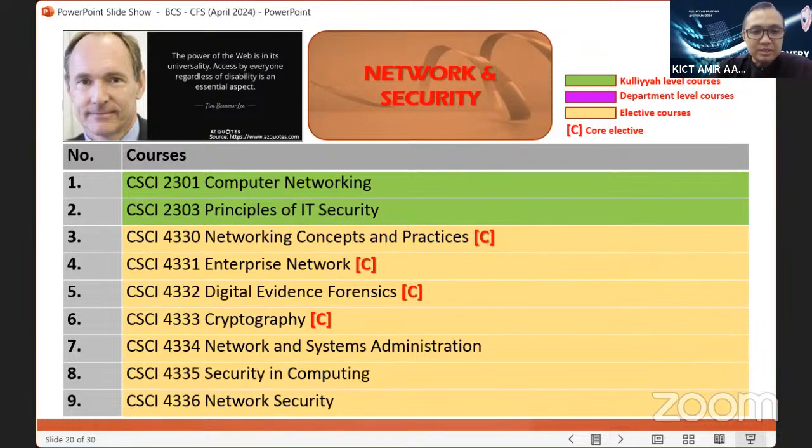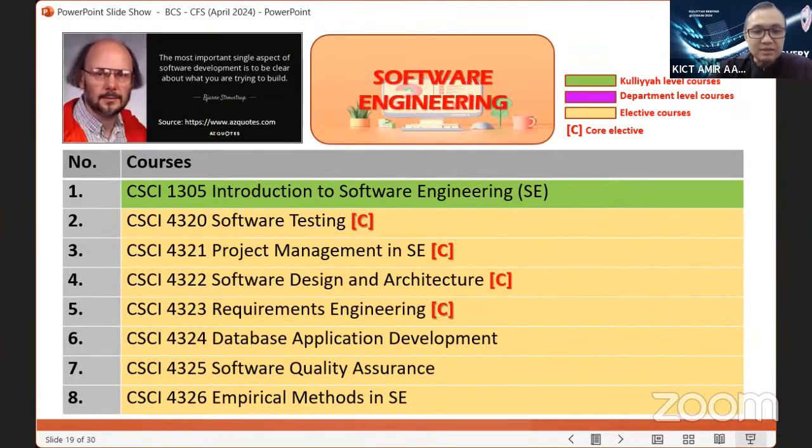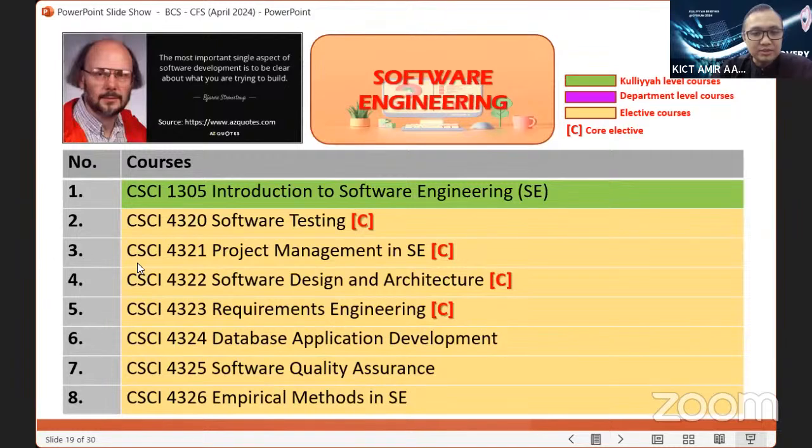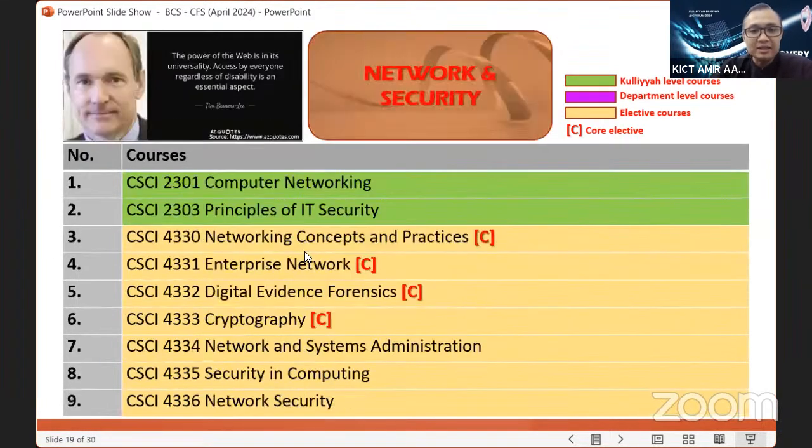And then you need to take another 3 electives, which you can take from here. Either you can take network and system administration, security and computing, network security, or you can take some from software engineering. So that means if you do the 4 from here in network and security, and the other 3 you want to take from software engineering, you want to take software testing, project management, that's fine. So you still get network and security as your concentration, because you fulfilled the 4 core elective courses here.